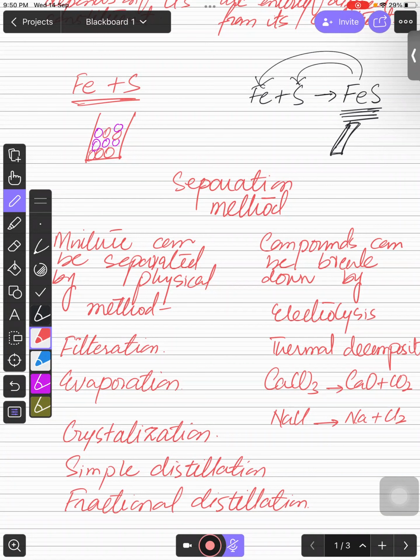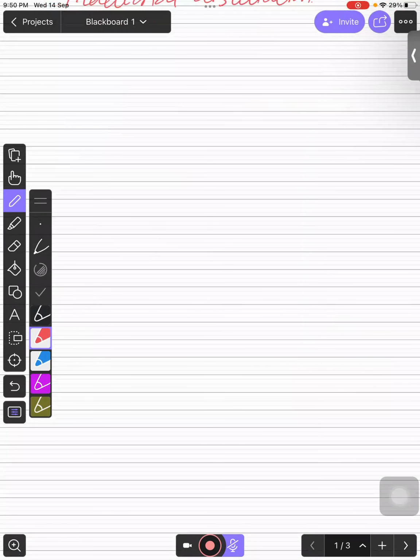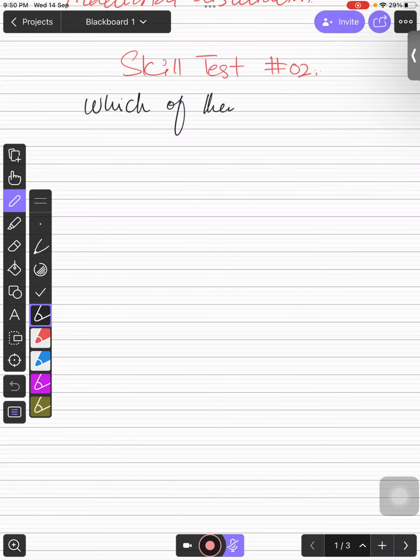Yes, sir. Okay, then skill test number 2. Now you need to identify which one is element, which one is compound, and which one is mixture, right? So this is skill test number 2. It is also very important. You need to identify which of them are element, compound, or mixture, right? You need to identify these.